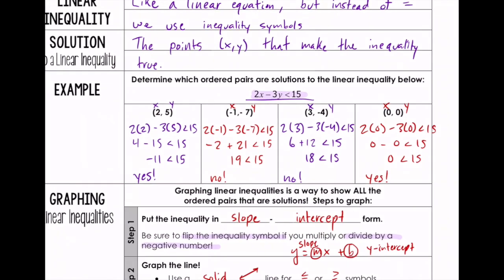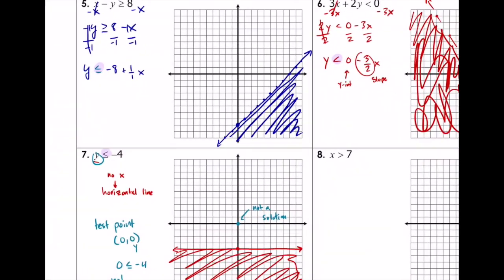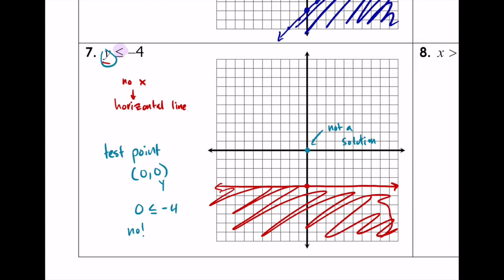So just like we saw over here, if we determined yes or no, they're solutions or not, whether or not something is a solution tells us a lot. It tells us whether or not it's in the shaded part of the graph. So we ended up shading below the line here. That means at any point I pick over here, if I plug in those x and y values into my inequality, it's going to make it true.